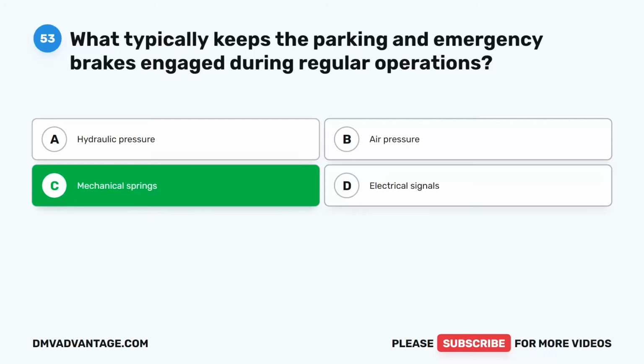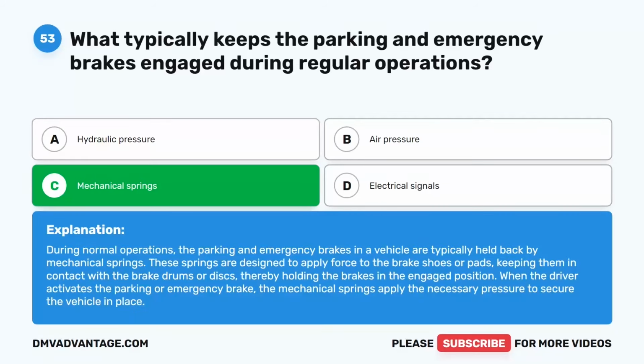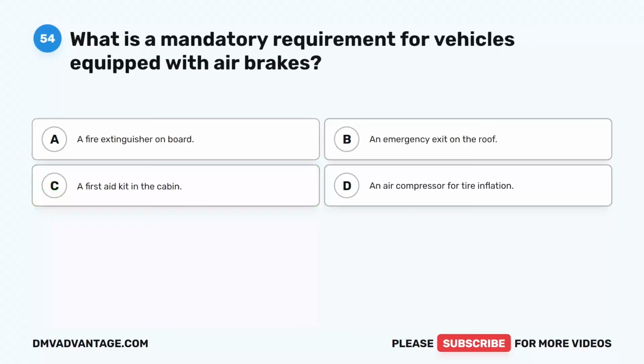Mechanical springs. During normal operations, the parking and emergency brakes in a vehicle are typically held back by mechanical springs. These springs are designed to apply force to the brake shoes or pads, keeping them in contact with the brake drums or discs, thereby holding the brakes in the engaged position. When the driver activates the parking or emergency brake, the mechanical springs apply the necessary pressure to secure the vehicle in place. Question 54. What is a mandatory requirement for vehicles equipped with air brakes?